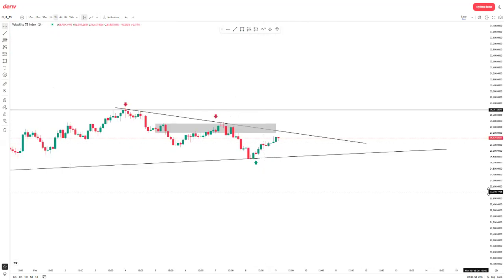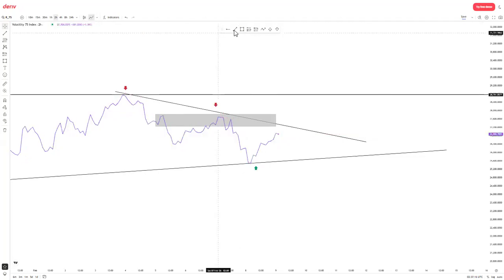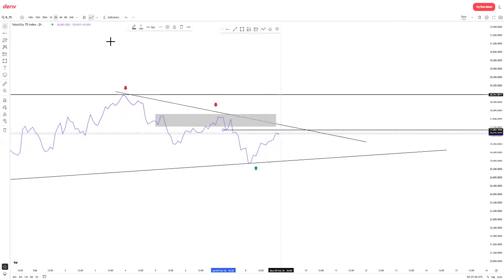If you move to 2-hour, what you see, there's a continuation pattern already. It was tested here by this candlestick. A strong one went up. Let's then apply a line chart. You have a breaker structure here. Okay, move to 1 hour.